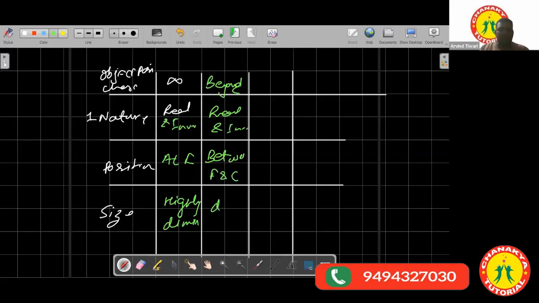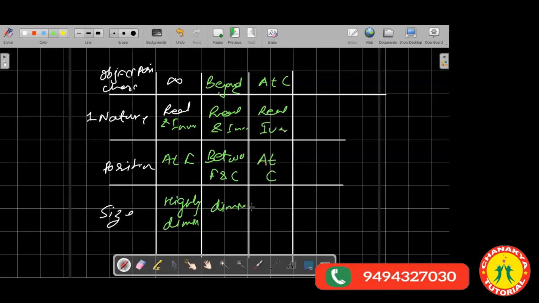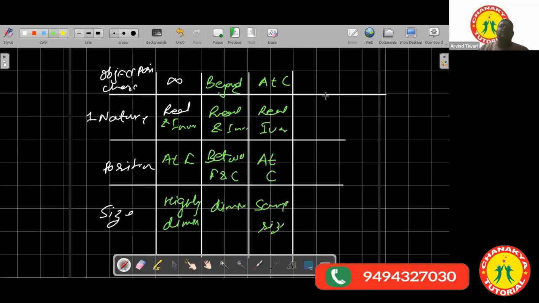Size? Diminished. Okay. Then when it is placed at C, real and inverted. Position of image? At C. Size? Same size. Okay.